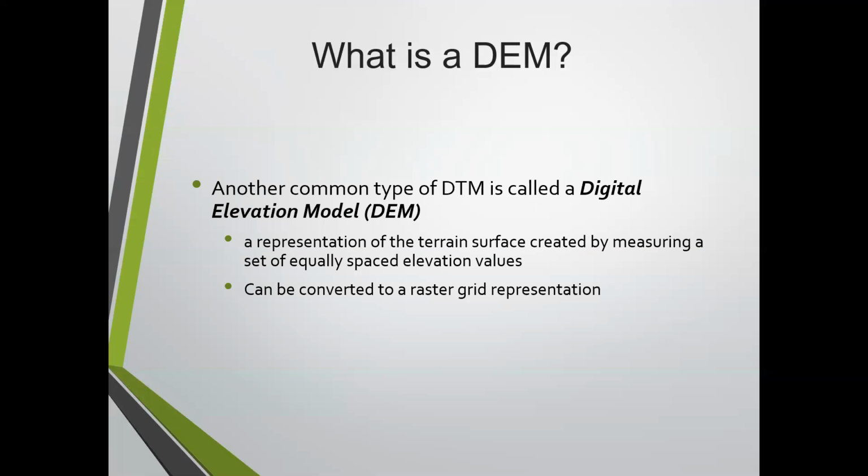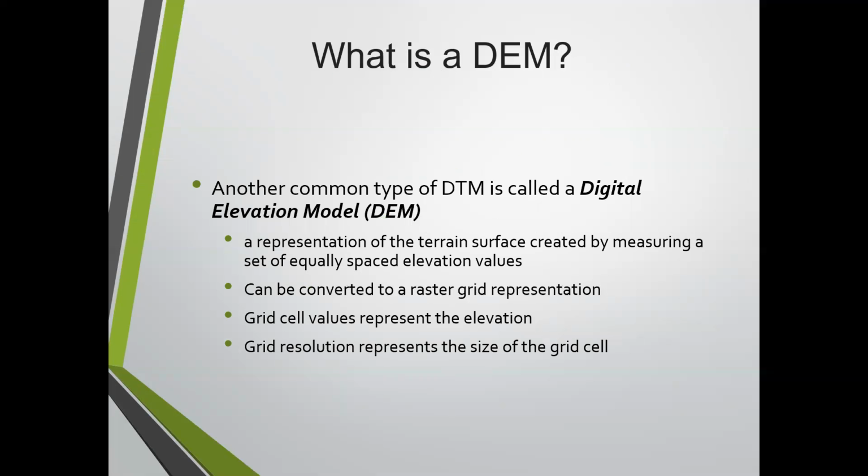This can then be converted to a raster grid representation, and you can use DEM information in Civil 3D. So instead of incorporating just points, you can incorporate this information as well. Each grid cell represents an elevation, and we talked about that quite a bit when we talked about raster GIS. Now the resolution, of course, depends on the grid size, the cell size. The smaller the number, like a 30-meter resolution, the better the resolution, as opposed to a 50-meter resolution. You get better and better data.